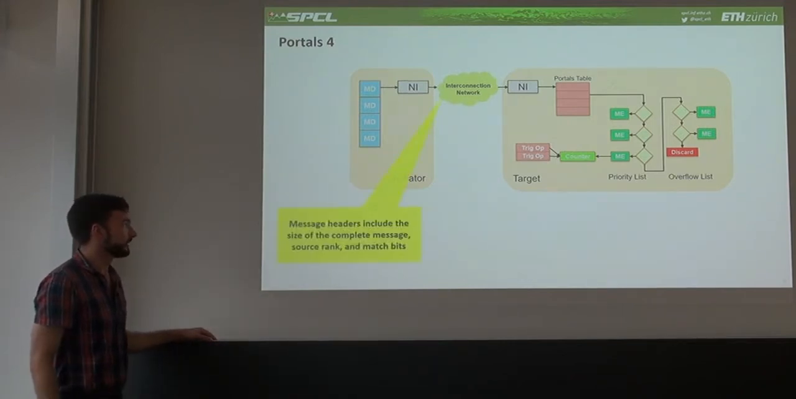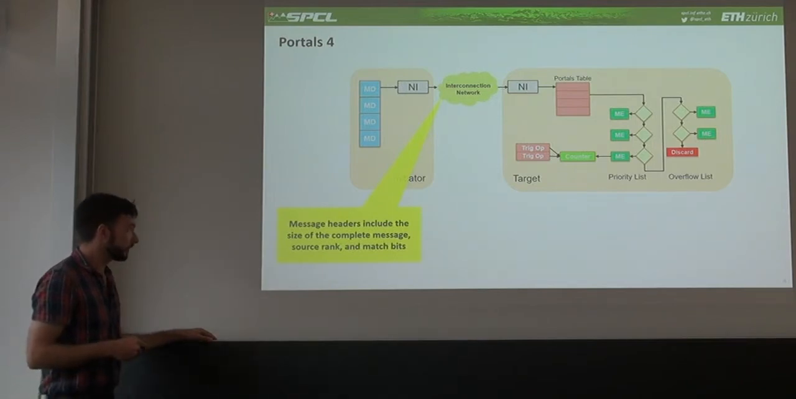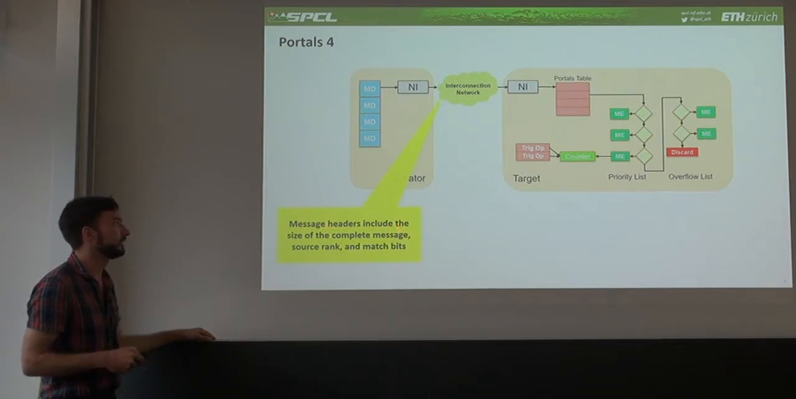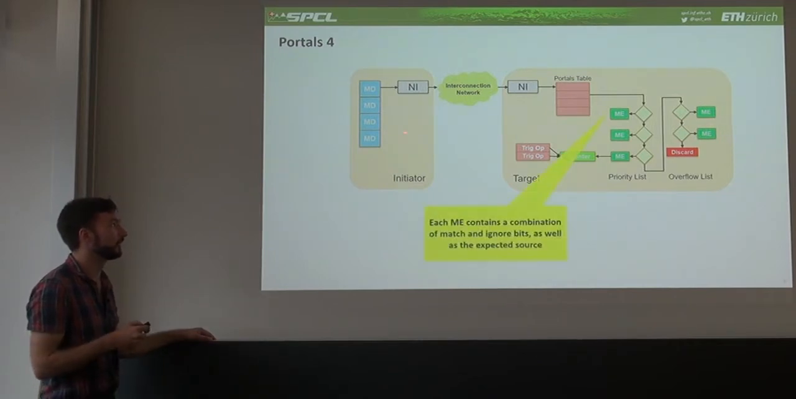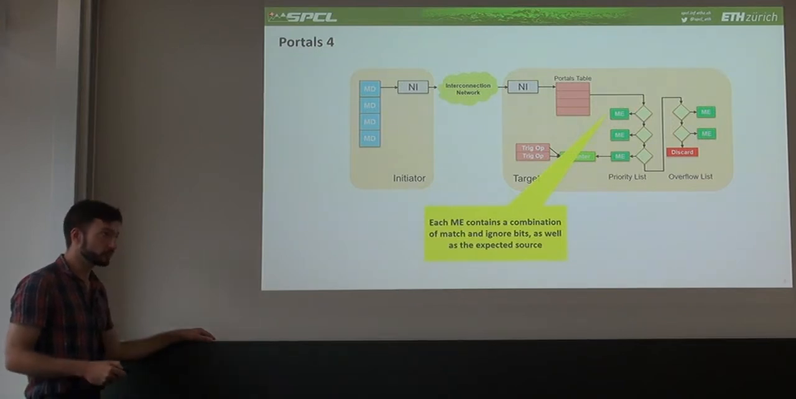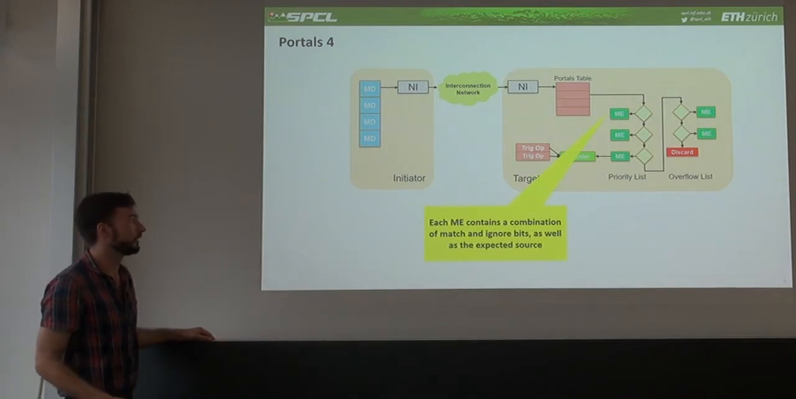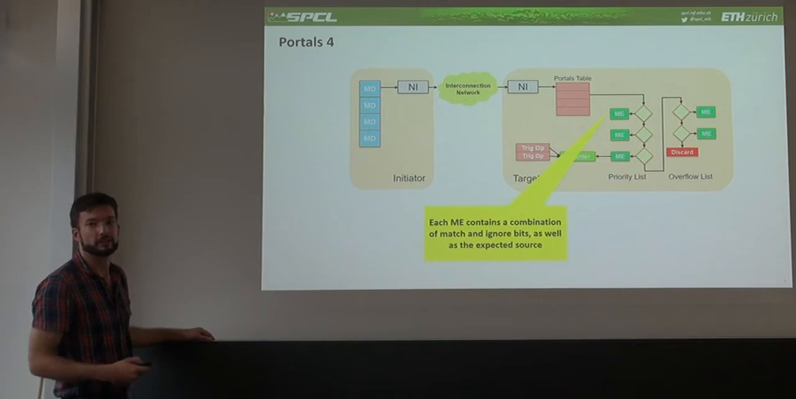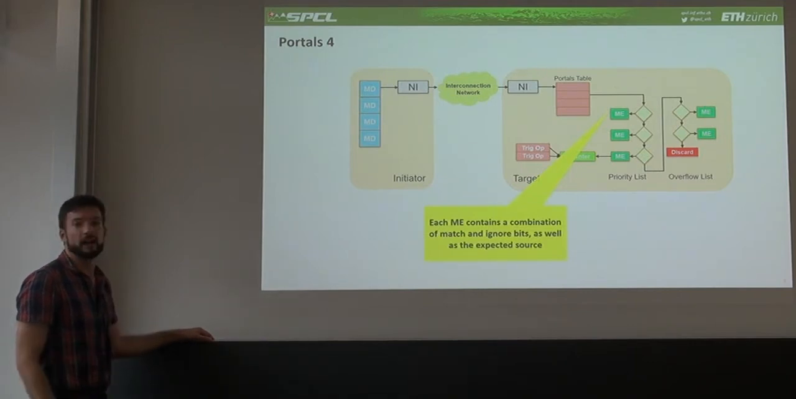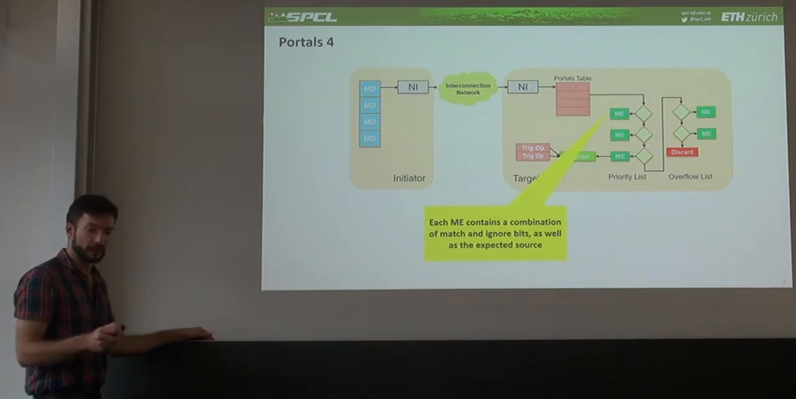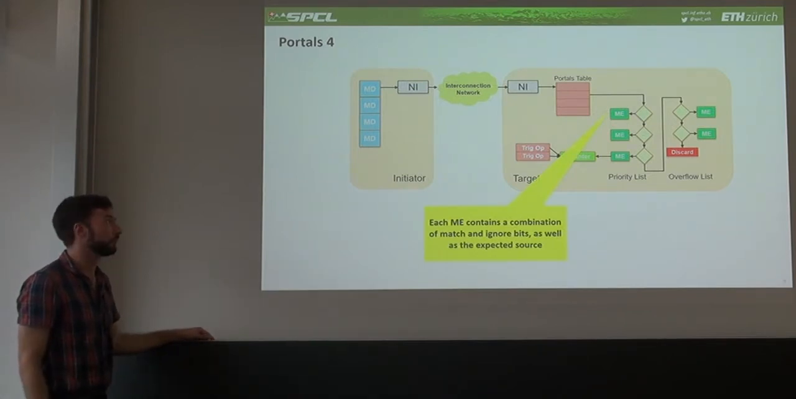All messages that go through the network targeting this interface include the size of the complete message, the source rank, and the match bits. At the receiver side, imagine this is a put request. We traverse a matching list, and each match list entry also contains match and ignore bits as well as the expected source. Only if the match bits masked by the ignore bits match that of the incoming message, this ME will be a target for this message, and the ME then contains the actual destination address where data should be placed.